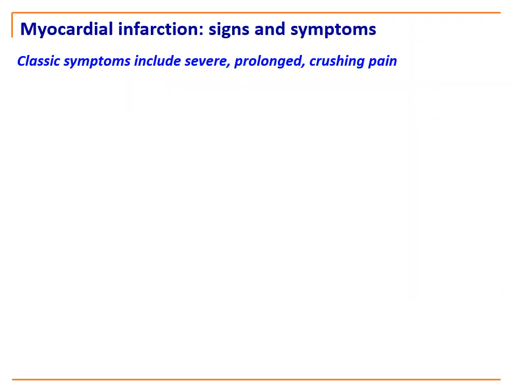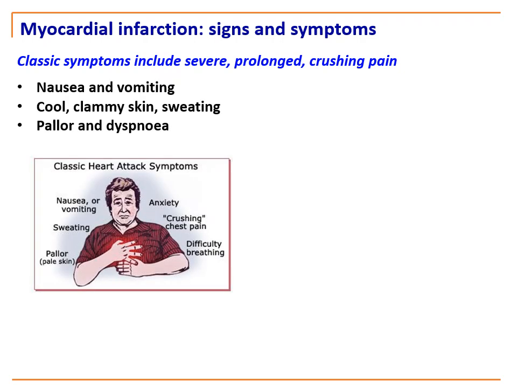So we've talked about this already a little bit when we talked about angina, but the classic signs of an MI are more severe. They're severe, prolonged, and a crushing pain. You're activating your sympathetic nervous system, so you start to feel nauseous, you may be vomiting, you feel cool with clammy skin and sweating, you become white, and you become short of breath.